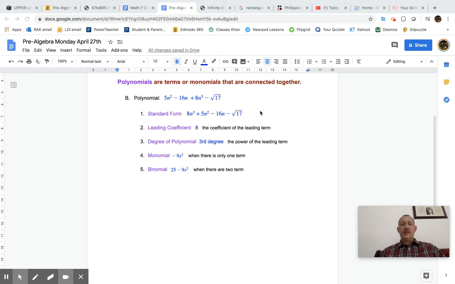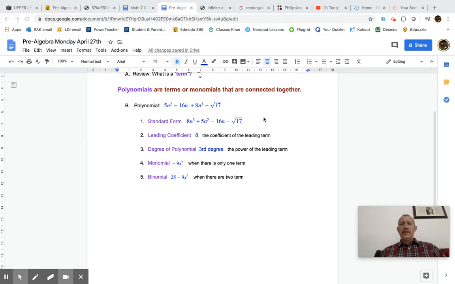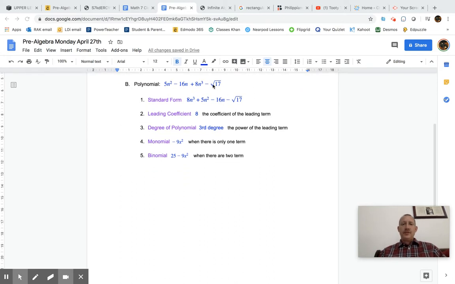Yes, a number can be a term. It doesn't have to have a variable. Or you can have a variable without a coefficient number. So coefficients are the numbers that are in front of the variables. The leading coefficient is the coefficient that's in front of the first term when it's in standard form. In other words, it's the coefficient that's in front of the highest power variable.